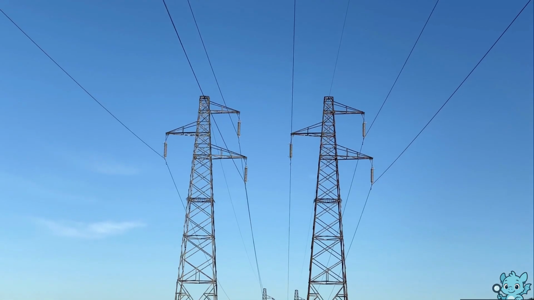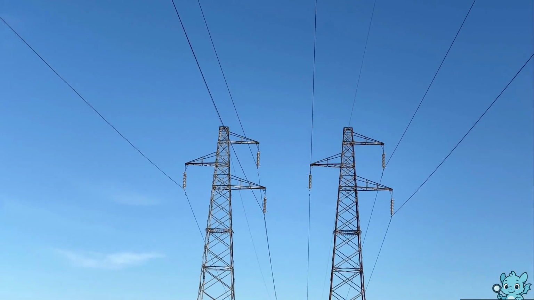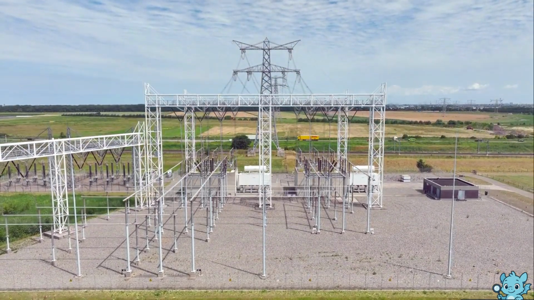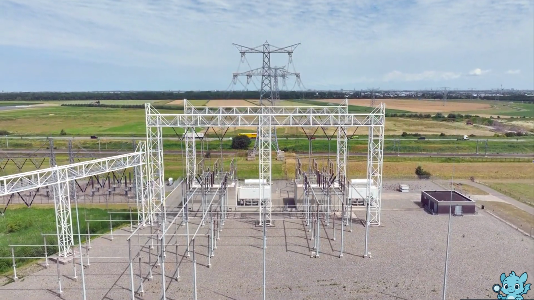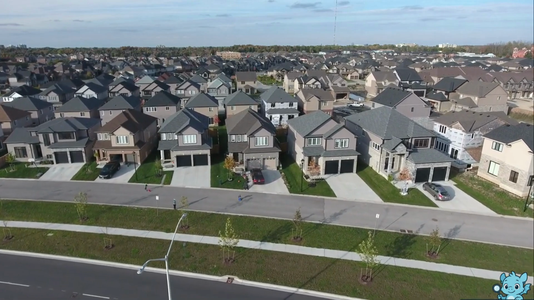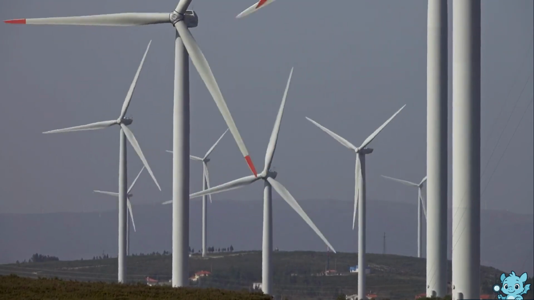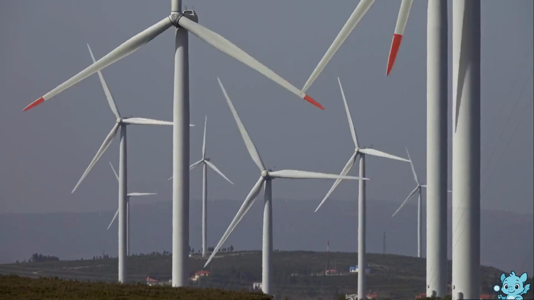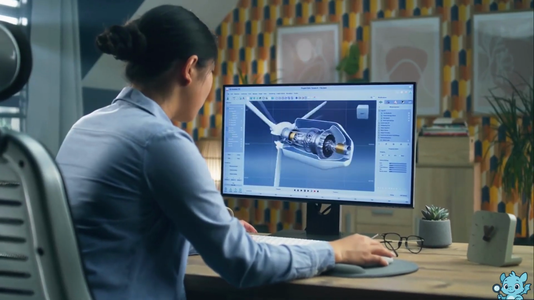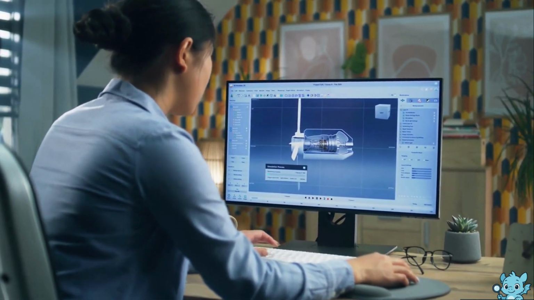This higher voltage is necessary to reduce energy losses during transmission over long distances. The high-voltage electricity is transmitted from the transformer to a substation where it is fed into the electrical grid. From there, it is distributed to homes, businesses, and other consumers. Wind turbines often operate in wind farms, where many turbines are connected together, and the combined output is sent to the grid. Wind turbines are complex machines designed to efficiently harness wind energy and convert it into usable electricity.